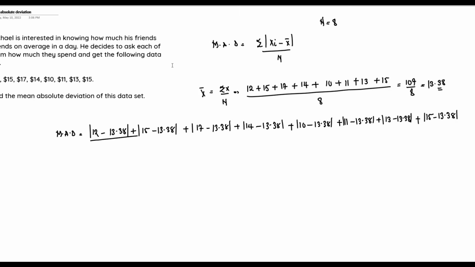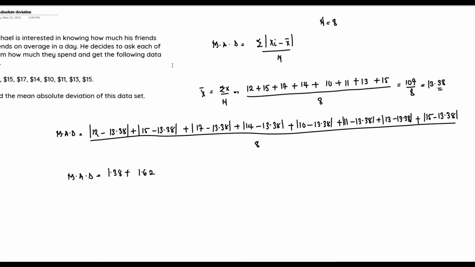Everything right here divided by 8. So we have the mean absolute deviation to be equal to, so 12 minus 13.38, that is actually equal to minus 1.38, but because we have the modulus sign, it's going to be 1.38, plus 15 minus 13.38, that is 1.62.